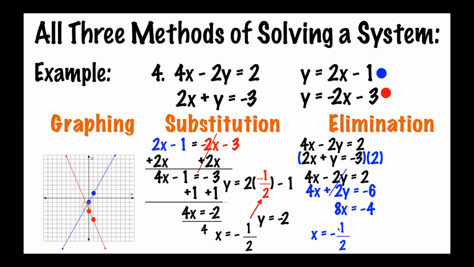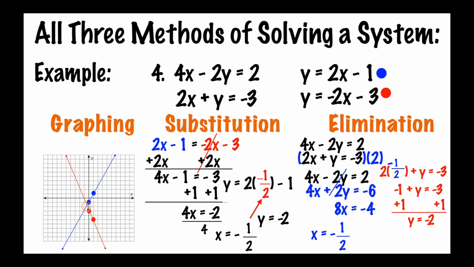Now we'll take this negative 1/2 and I can plug it into any of the equations here, either that top one, this bottom one, or the one that I got once I multiplied by 2, which again is going to be my last choice. Here I chose to use this bottom one right here. So I did 2 times our x value, which is negative 1/2, plus y equals negative 3. 2 times negative 1/2, the 2's are going to cancel. I'm left with negative 1 plus y is equal to negative 3. Add the 1, we get y is equal to negative 2, which again checks out with this.